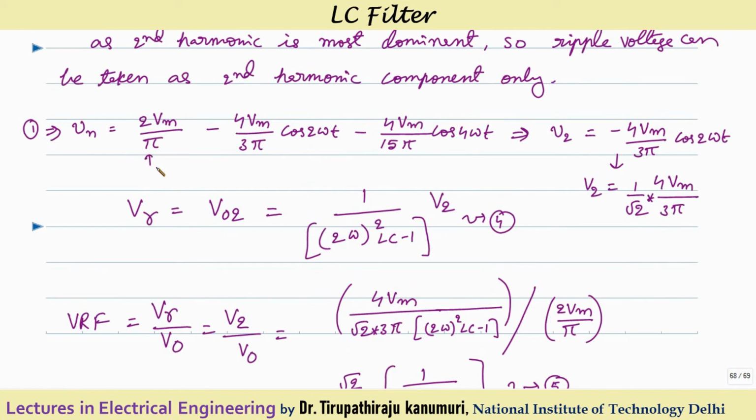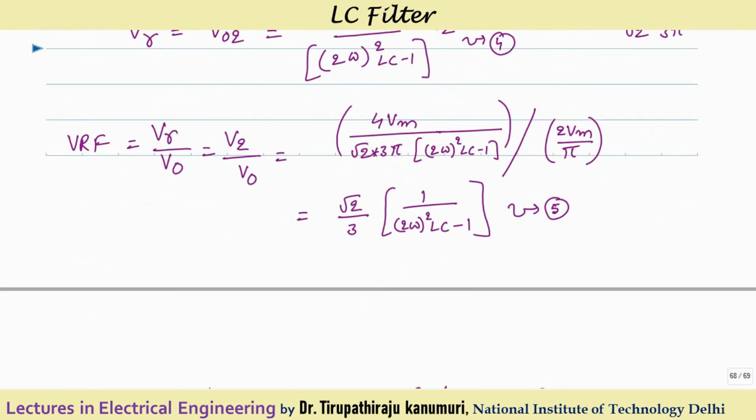So this indicates the DC component. So this entire thing indicates the ripple component, or the harmonic component. Getting it? So that's why I have represented it. So when you simplify it, you will get this answer.